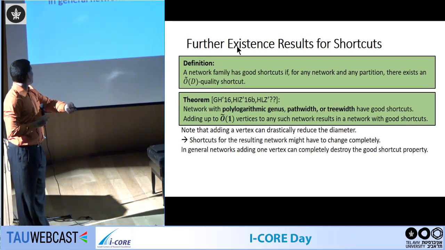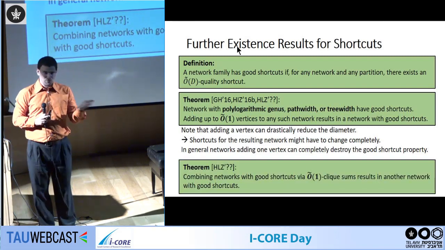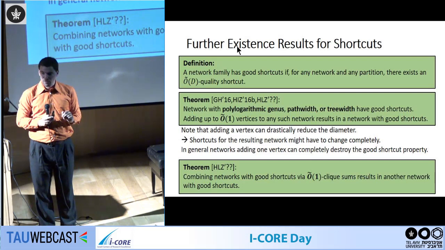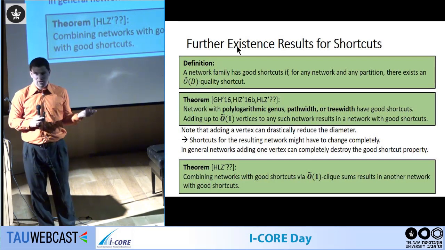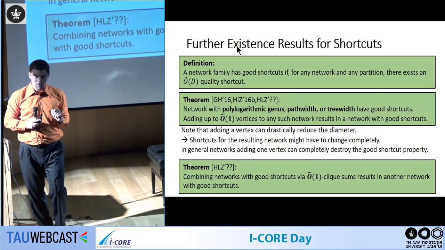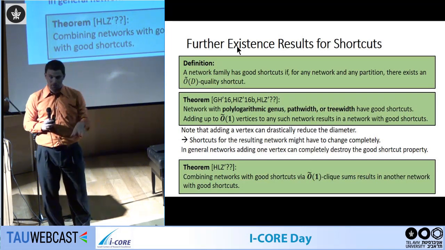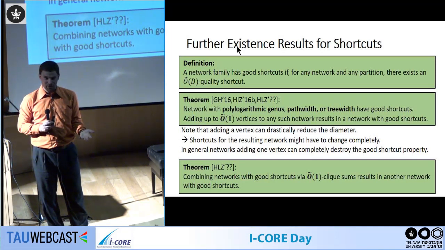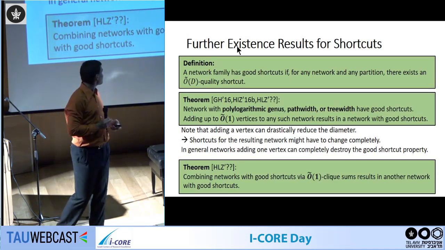Here's another nice composition result. If you have a couple of networks that have good shortcuts, as many as you want, and you glue them together using what's called a clique sum, the resulting graph also has good shortcuts. So any network that's modularly built from good networks using clique sums is also going to be good.